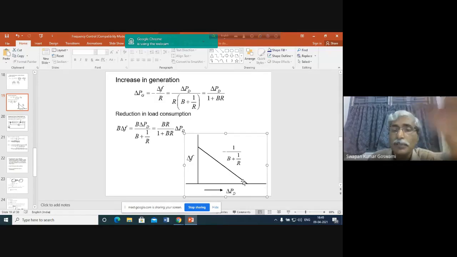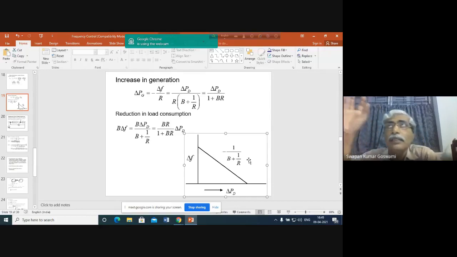That means what is happening? Actually, the integral control, or the change in the speed changer position, is shifting these characteristics from here to the new position. And it has to be moved parallelly because the slope cannot be changed. This means the impact of the speed changer input, or the impact of the integral control, is to move the load frequency characteristics in a parallel direction with respect to its initial position. Okay, this is the impact.